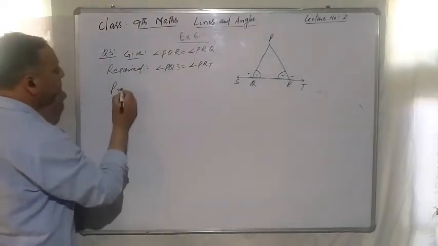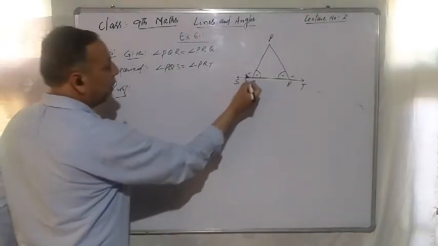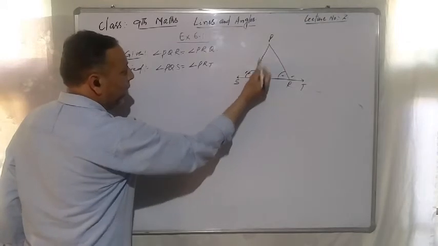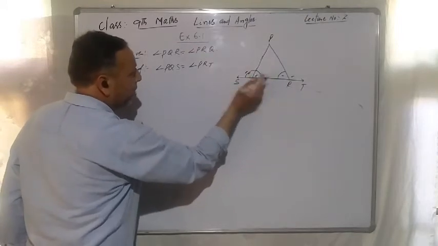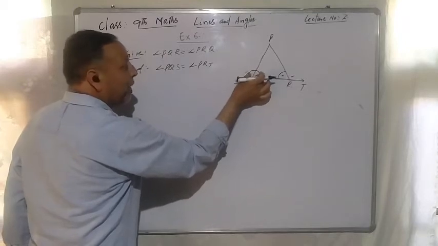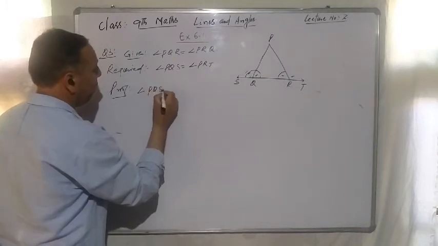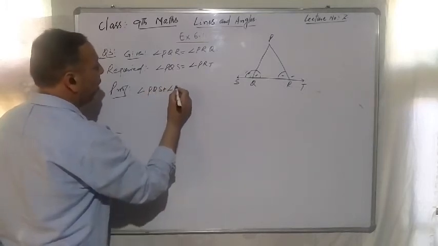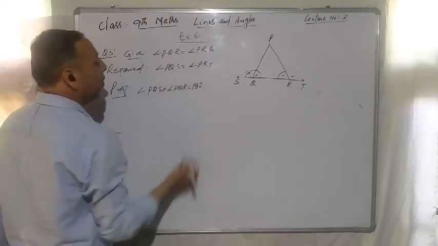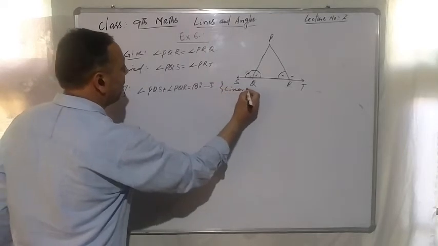See the proof. Now if you look at the figure, this angle PQS and angle PQR, these two angles together make 180 degree, because these are linear pair of angles. Angle PQS plus angle PQR is equal to 180 degree. Give this as first. These are linear pair of angles.